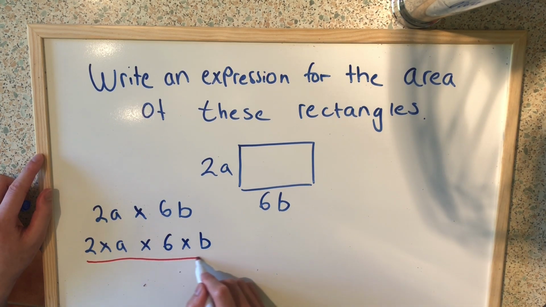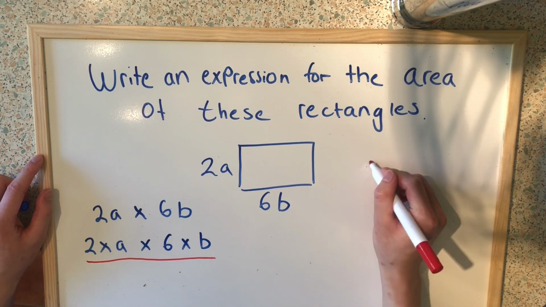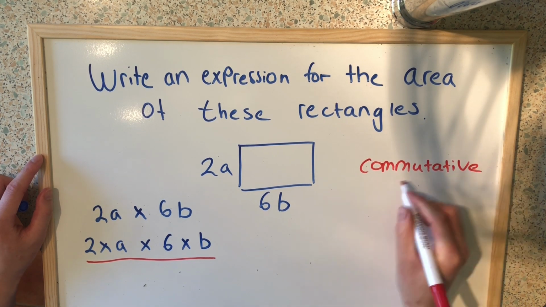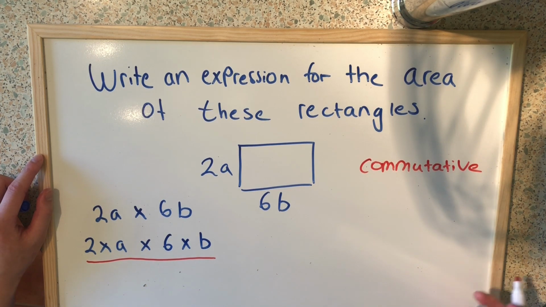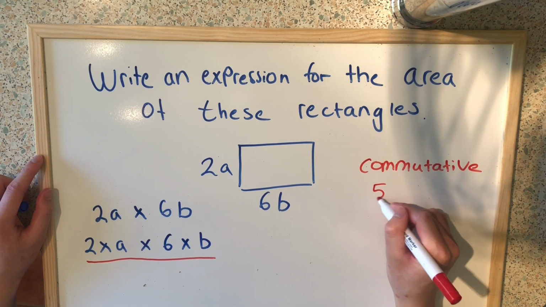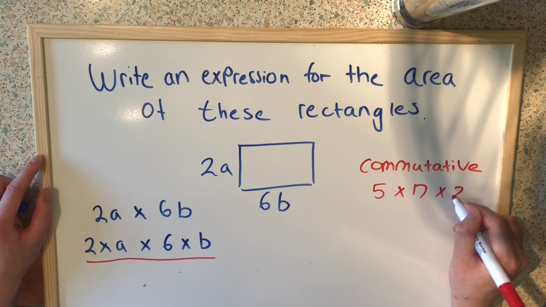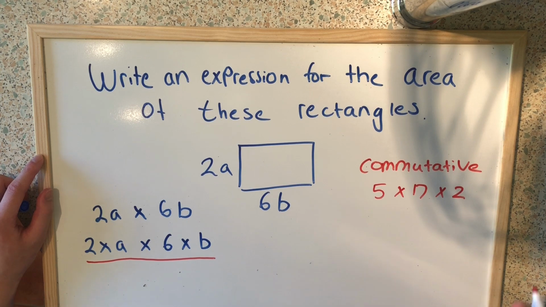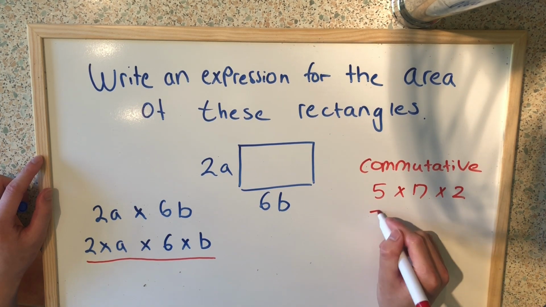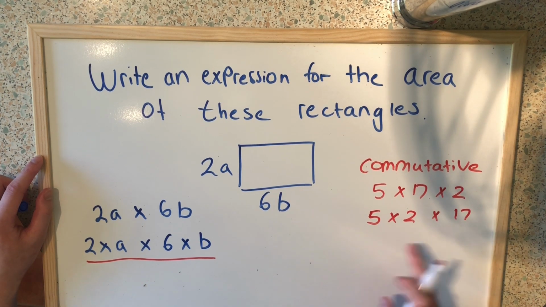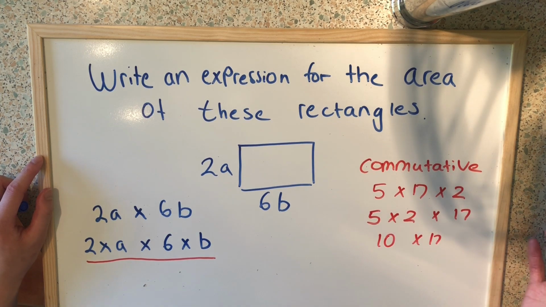And this here is what we call commutative. And all that means is you can do it in any order. So if we had something like 5 times 17 times 2, well, instead of doing 5 times 17 first, which is a bit harder, you can do 5 times 2 first. 5 times 2, and then 10 times 17. So that's a lot easier. That's 5 times 2 is 10, and 10 times 17. That's a lot easier than doing 5 times 17 first.